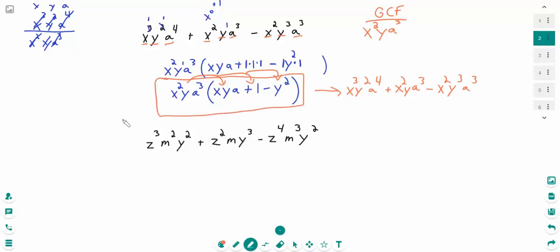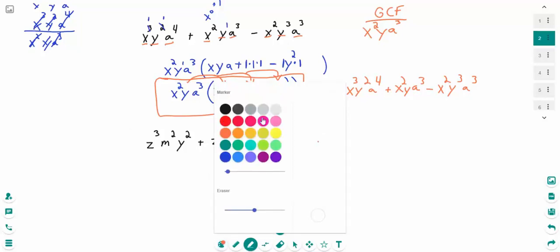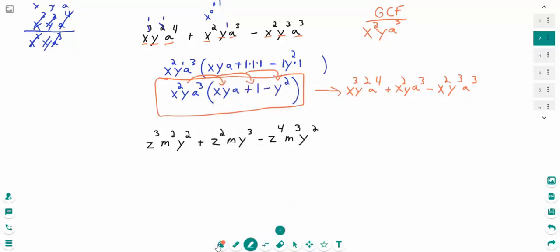All right, let's try another one now that we've kind of got the method down. So if I have this expression, let's first find the greatest common factor.